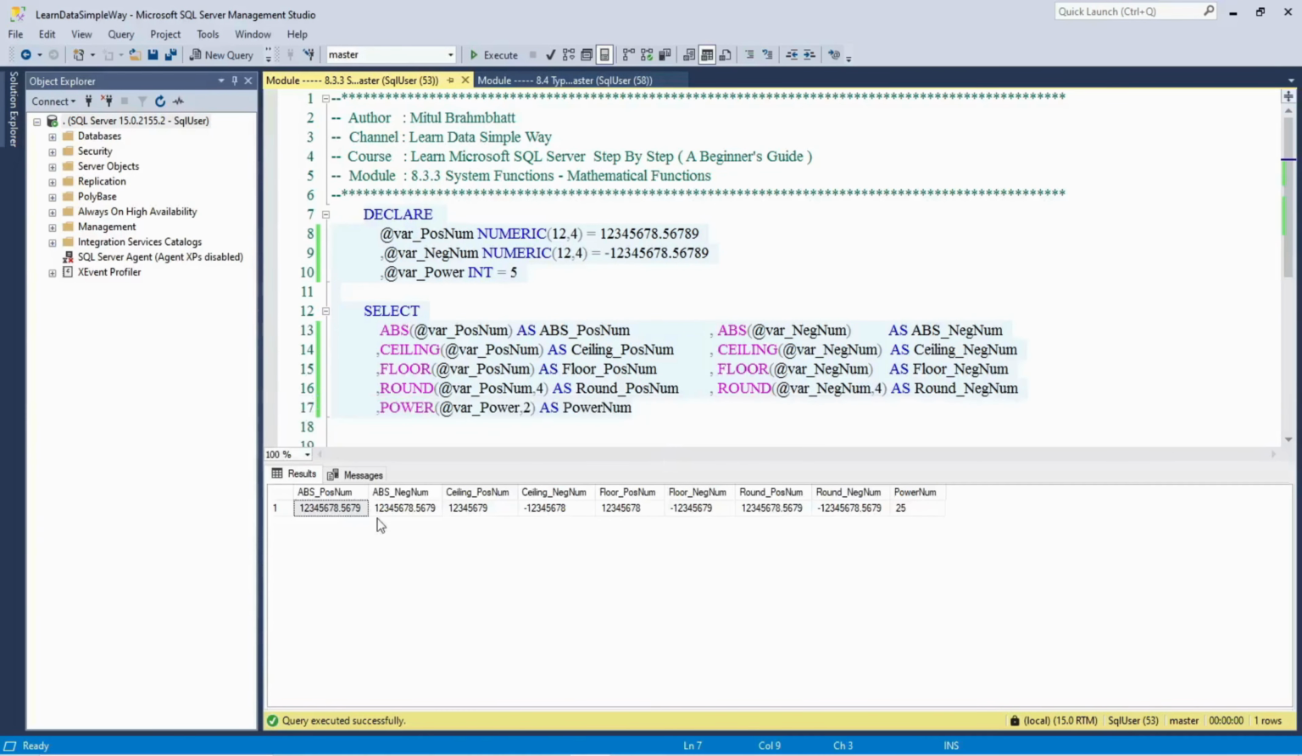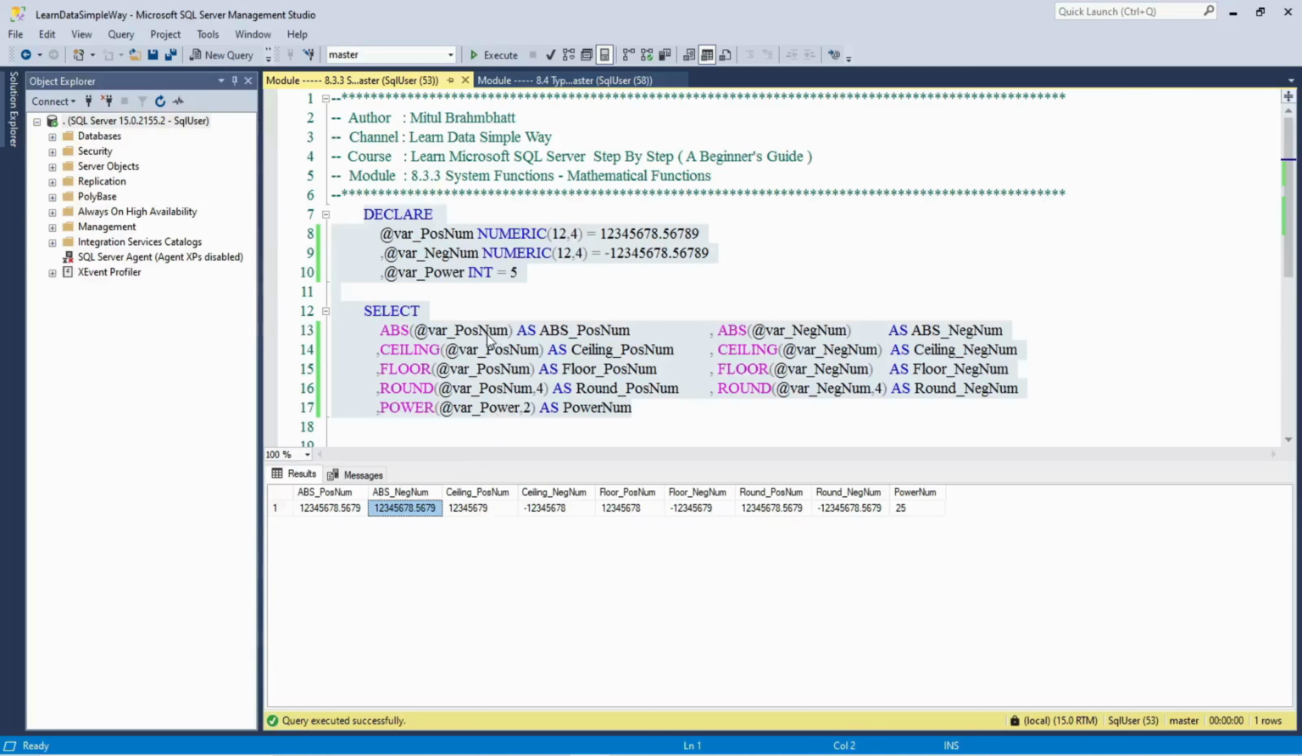All right, very cautiously try to see what is happening. First of all, the absolute value: see the difference between the first column and the second column. There is no difference, right? Both of them are positive values. That is the benefit of the absolute function.